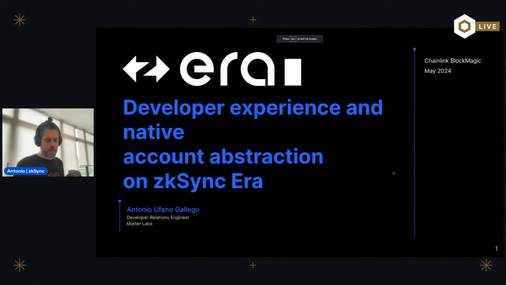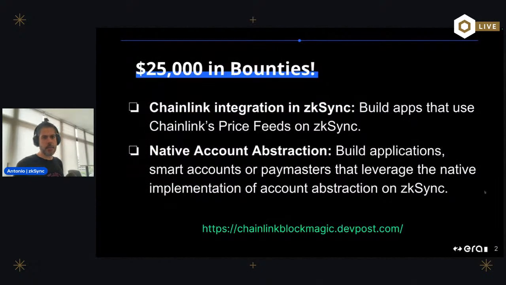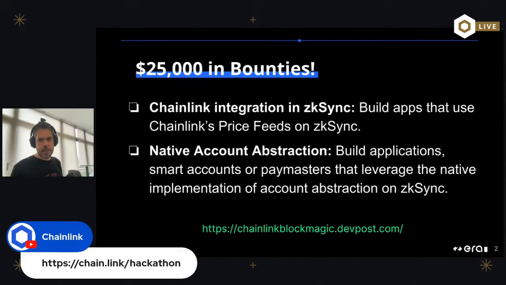So I'm gonna make this full screen. And yeah, before we start, I'd like to mention obviously that we are one of the sponsors of the hackathon, and we have $25,000 in these two bounties. The first one is Chainlink integration in ZkSync. So basically, build any application or smart contract that uses Chainlink price feeds on ZkSync. And the other one is building applications that use native account abstraction on ZkSync. It can be a smart contract account, a paymaster, or anything that uses native account abstraction.